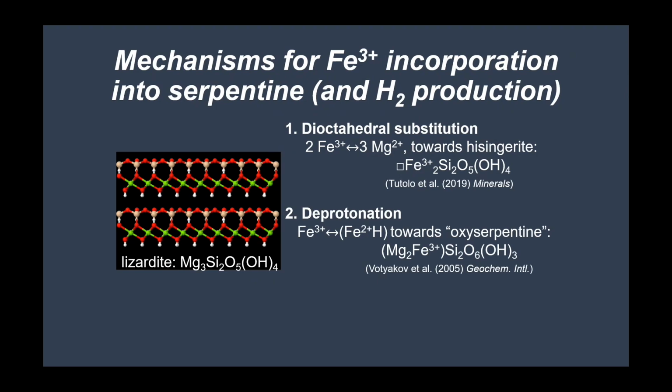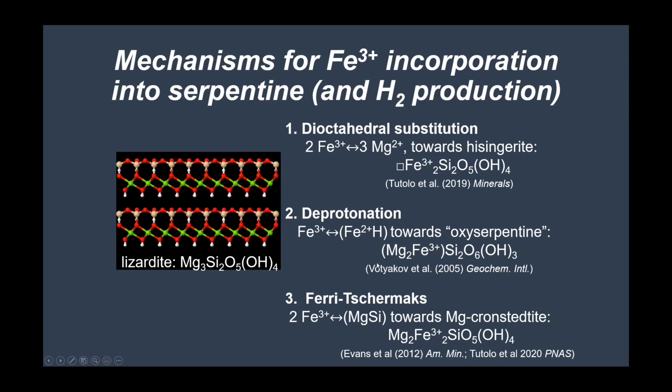The second is the deprotonation reaction. So this was primarily advocated by Vodnikov in 2005. I don't see much evidence for this in many rocks, including in their analyses, but I won't get into that today. So let's just not consider deprotonation as a really major reaction that generates oxidized iron. And the third one is Ferri-Tschermak's substitution. So in this case, we maintain charge balance by substituting 2 oxidized irons for a magnesium in the octahedral sheet and a silicon in the tetrahedral sheet, which could make a reaction towards, or a vector towards, the magnesium kronstedtite mineral shown here.